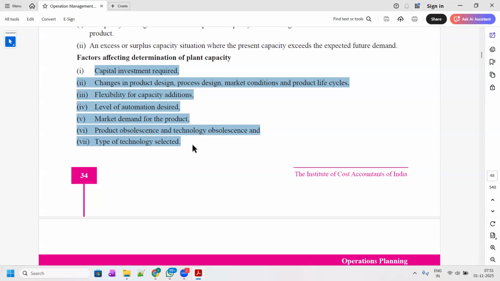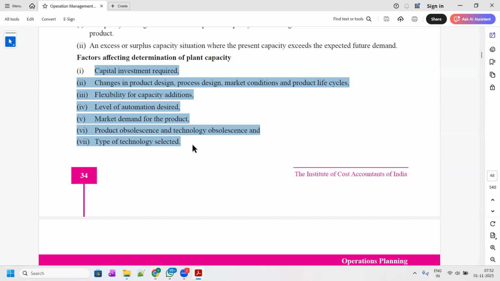If you want to increase the plant capacity so that you have good production or mass production, the first thing you need is capital. That capital we call capital investment or initial expenditure. We need funds. Once we have those funds, then only we can talk about designing the product, and then only we can talk about effectively managing the product life cycle.